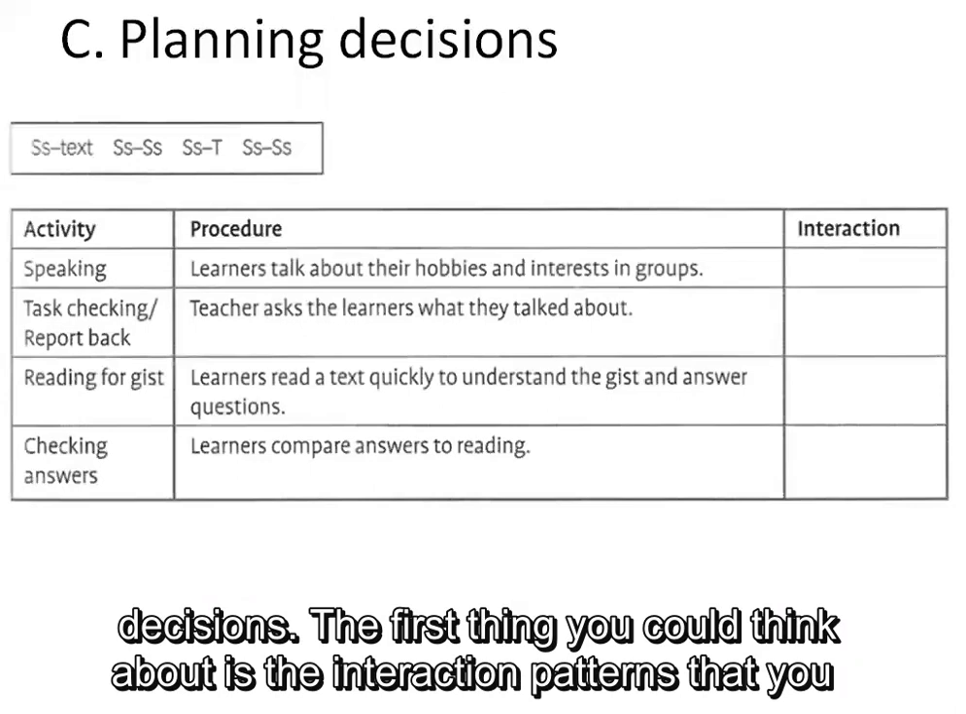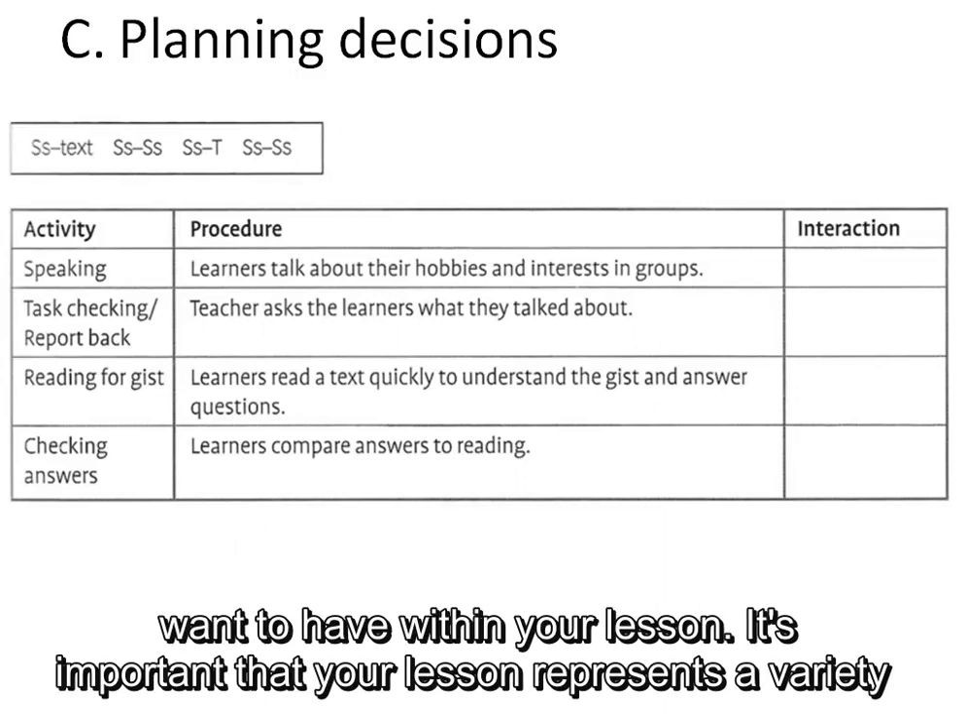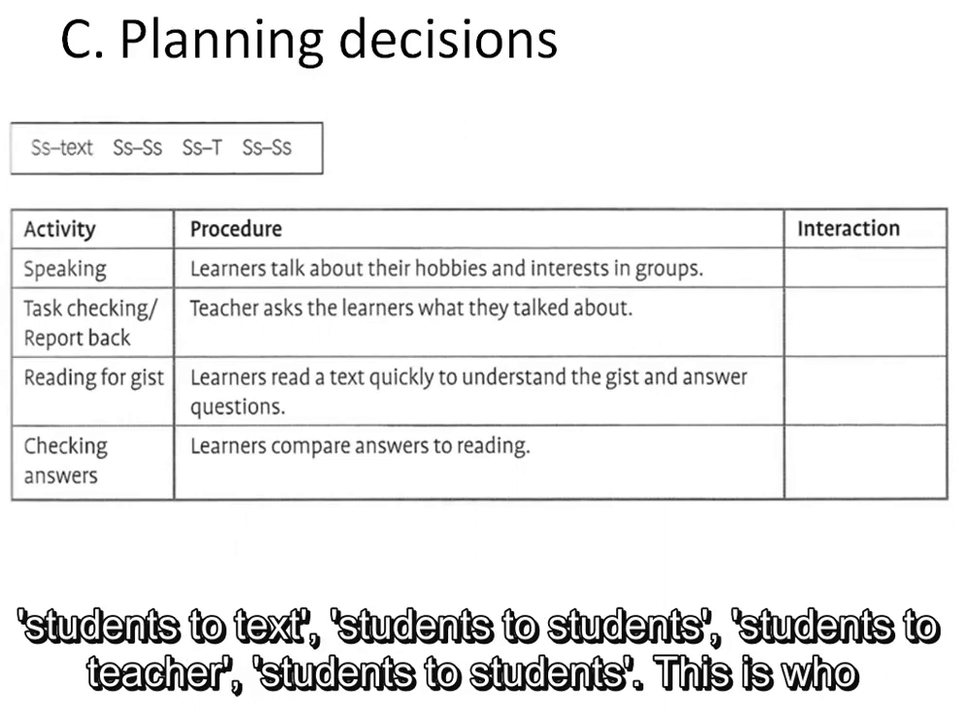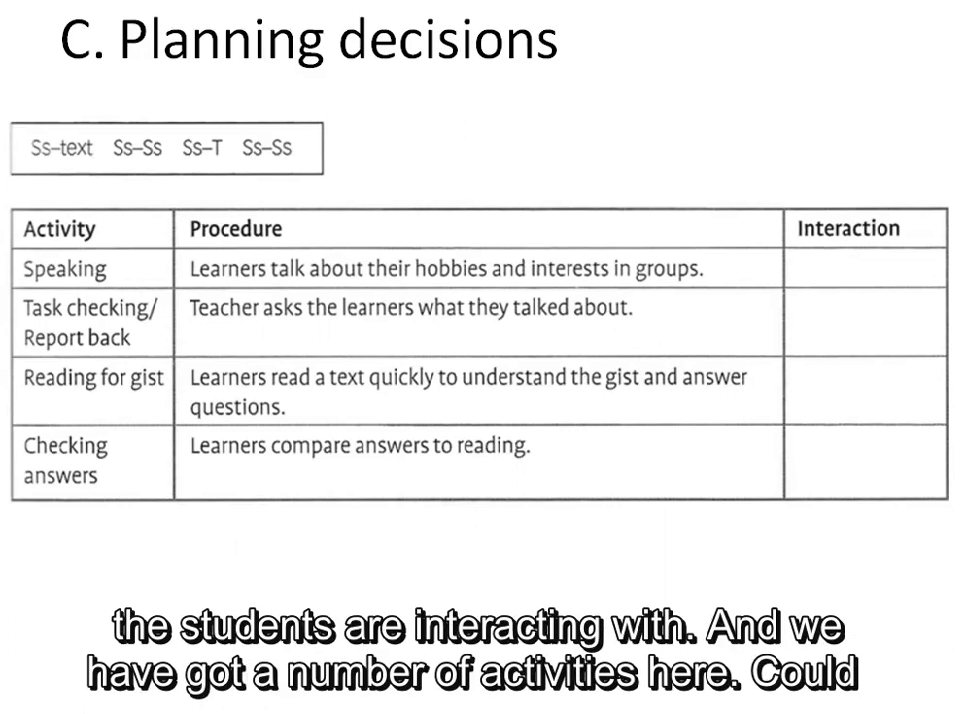Well, the first thing you could think about is the interaction patterns that you want to have within your lesson. It's important that your lesson represents a variety of interaction patterns. What are interaction patterns? Look at this top box. They are like students to text, students to students, students to teacher, students to students again. So this is who the students are interacting with, okay?